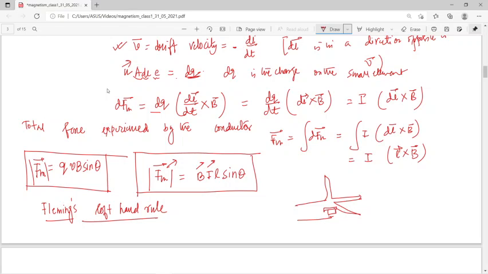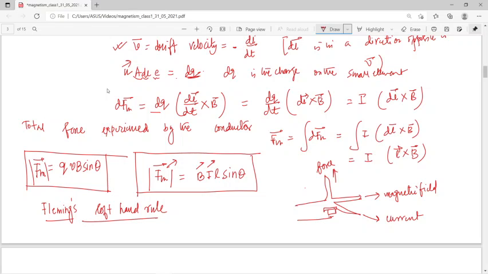When the forefinger points in the direction of the magnetic field, and the central finger points in the direction of current, then the thumb will give the direction of force. That is Fleming's left hand rule that we already know. There are some other derivations, then we will solve some problems.